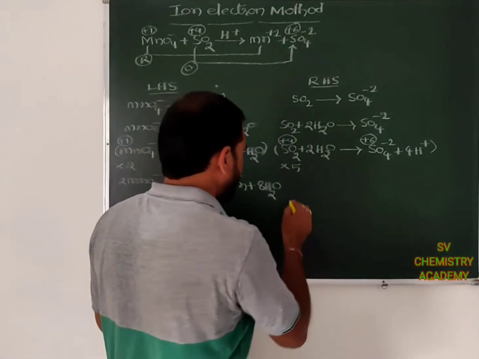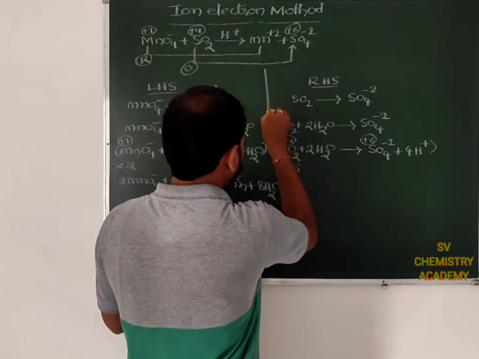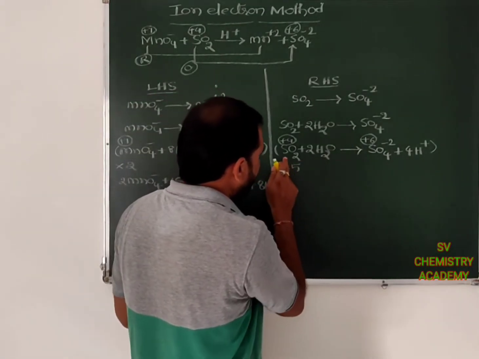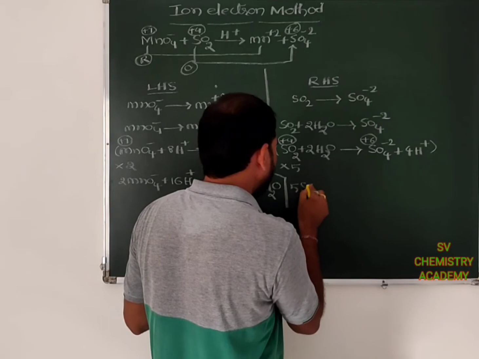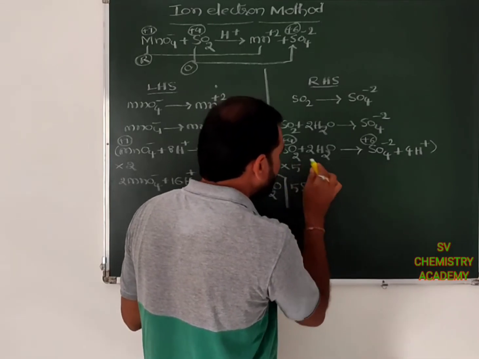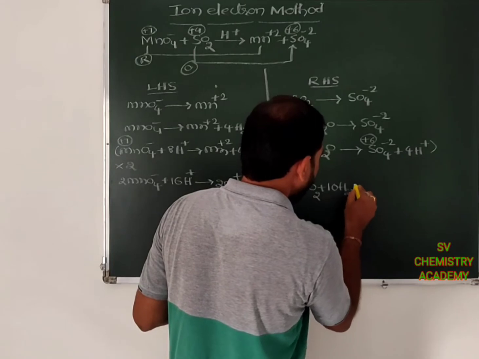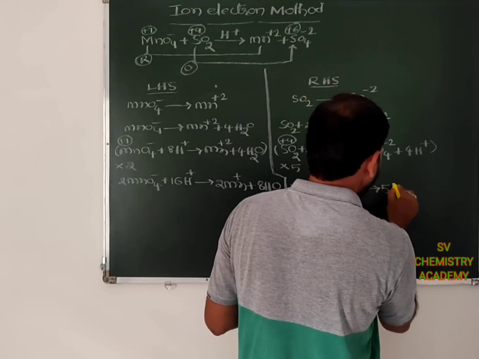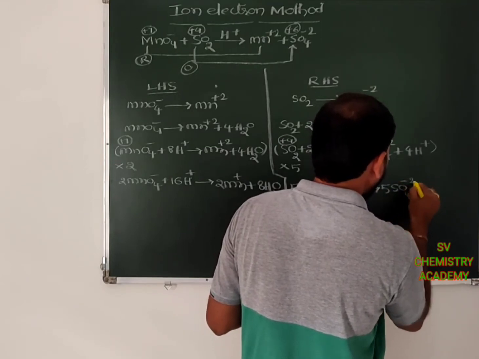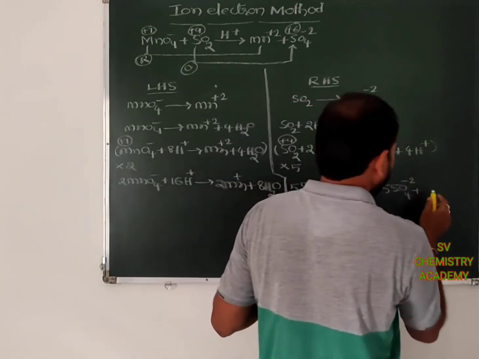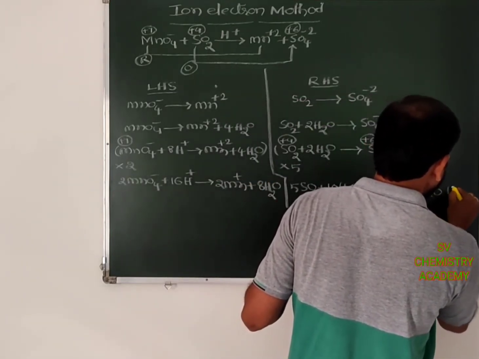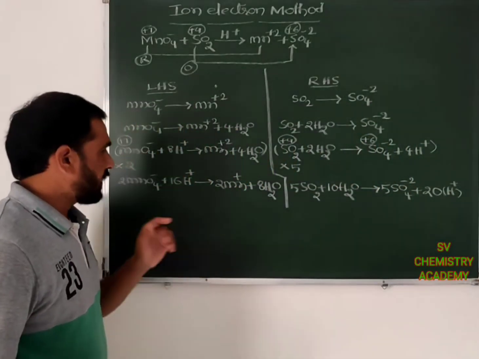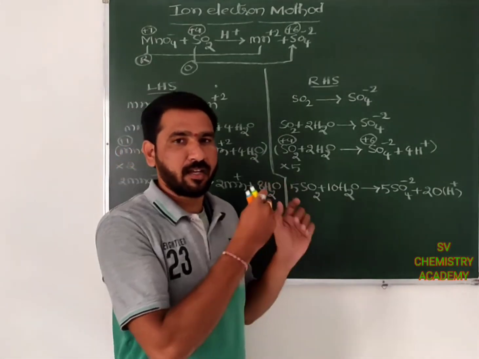Then, multiply here with 5: 5 into SO2, 5 SO2 plus 5 into 2, 10 H2O. Right, gives rise to 5 into SO4, therefore 5 SO4 minus 2, right, plus 5 into 4, 20 H plus. Okay, right.